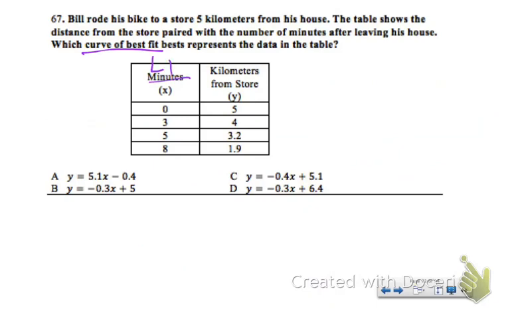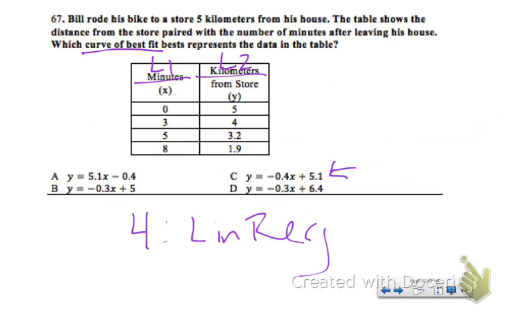You're still going to put this into list 1, this into list 2, and then you're going to do linear regression, which is number 4. Okay, and when you do that, it's going to say A equals negative 0.3888, so on and so forth, which, as we can tell from our options, is going to round to negative 0.4, because that rounds up. And then B equals 5.0779. That's going to round up again to 5.1. So it has to be C.